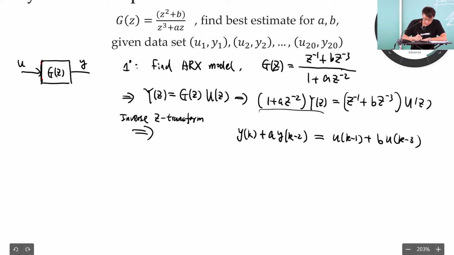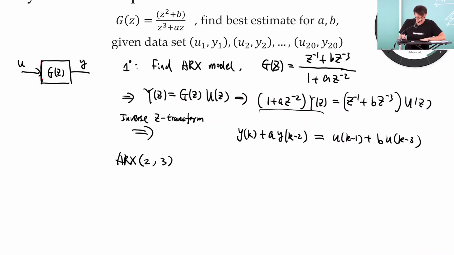So I'm going to ask you, this is ARX what? What is P? P is how many steps I look back for the y term. It's 2. What about Q? 3. Okay? So I can start having valid data after 3 steps. So I will begin with step 4. So K0 is 3 plus 1 equal to 4.